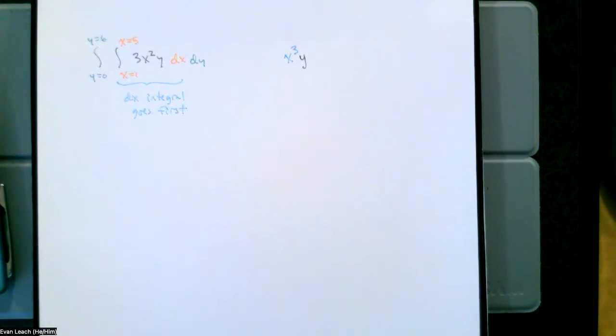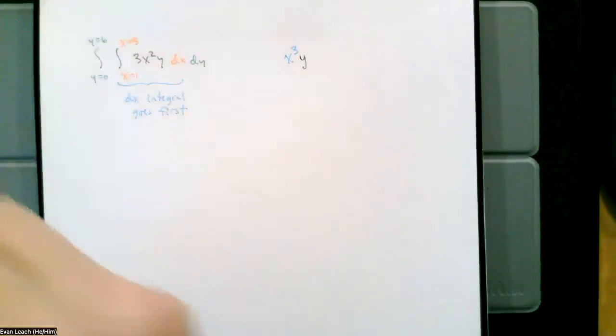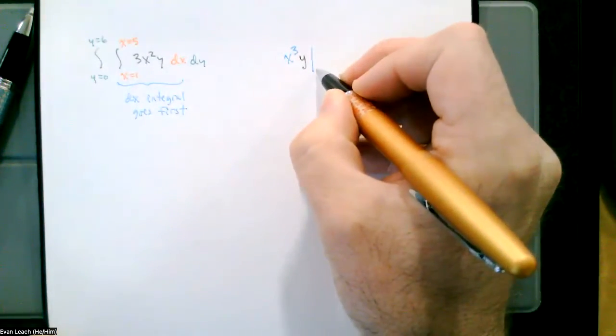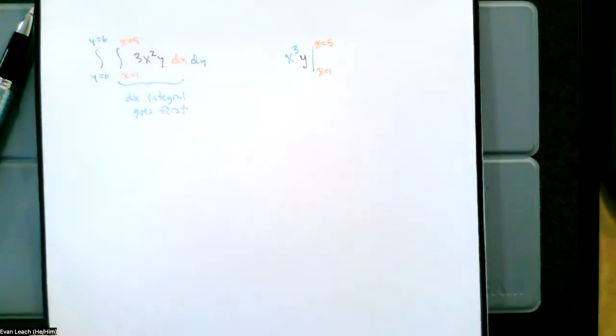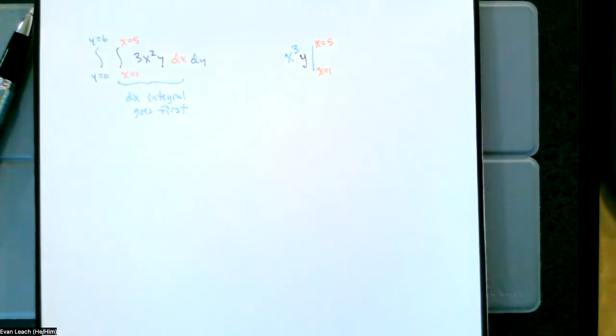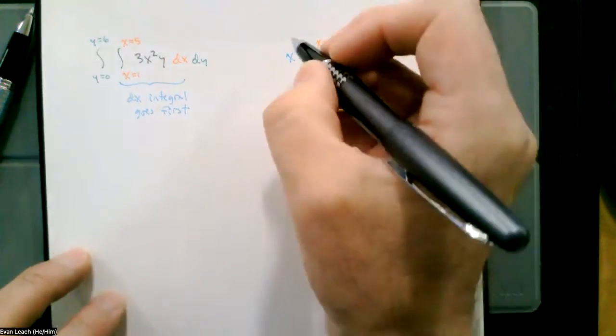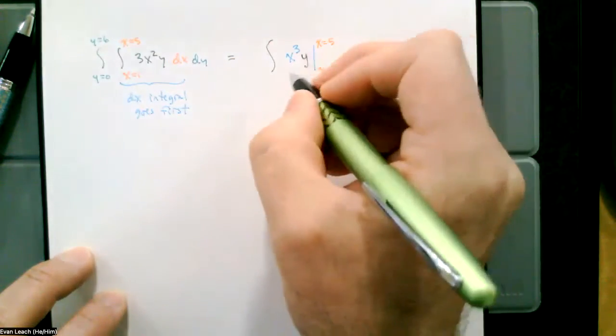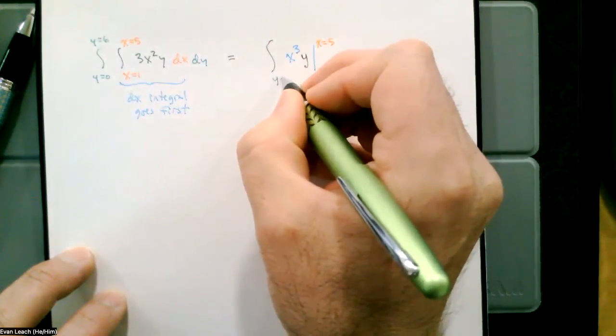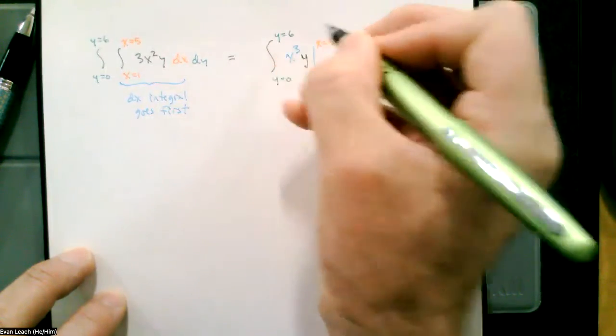This is a definite integral as x goes from 1 to 5. So we're going to evaluate this as x goes from 1 to 5. This is all still sitting inside the integral dy. We haven't dealt with the integral dy yet. So after we take care of this, we're still going to have to integrate with respect to y from 0 to 6.